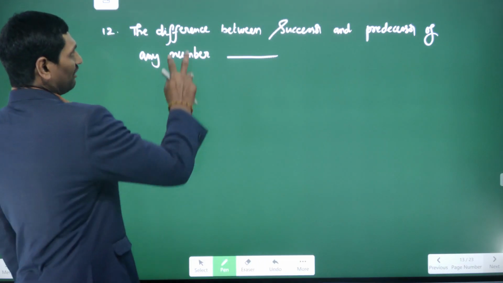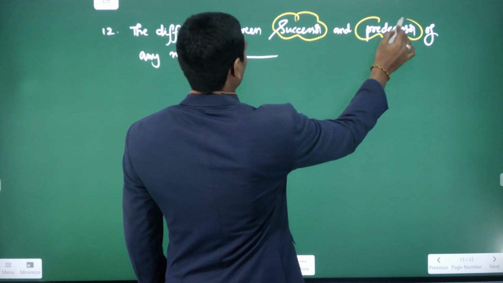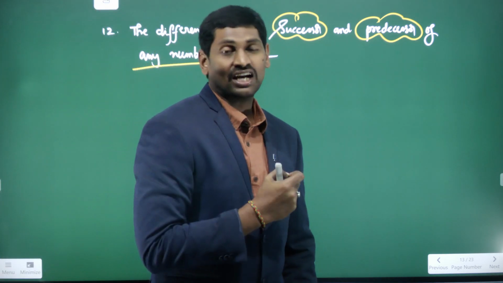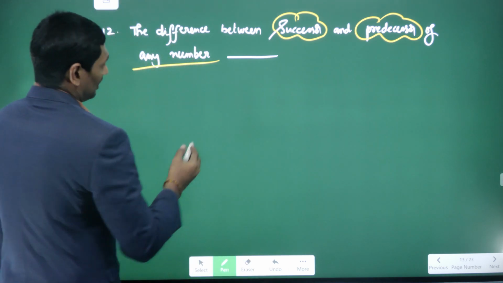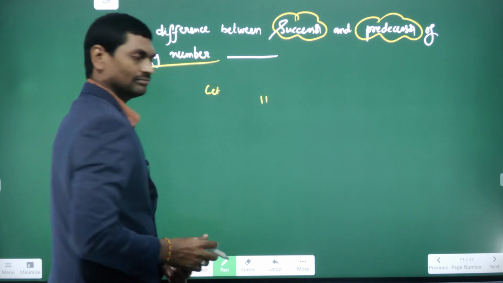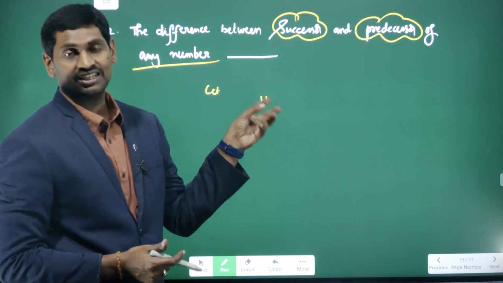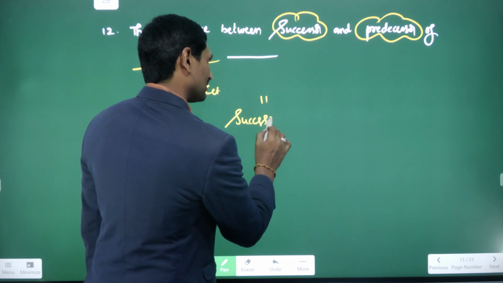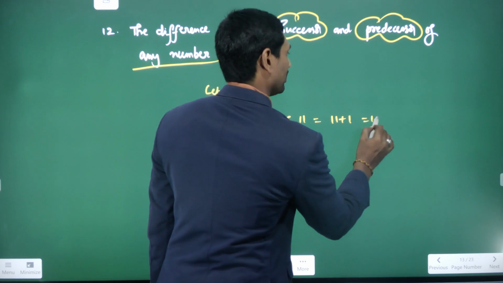Look at the question. The difference between successor and predecessor of any number. So to solve this problem, just take an example. Let the number I am taking be 11. Okay. Successor and predecessor. Let us try to find out the successor and predecessor of 11. Successor of 11. How do we get the successor? By adding 1. So 11 plus 1, 12.